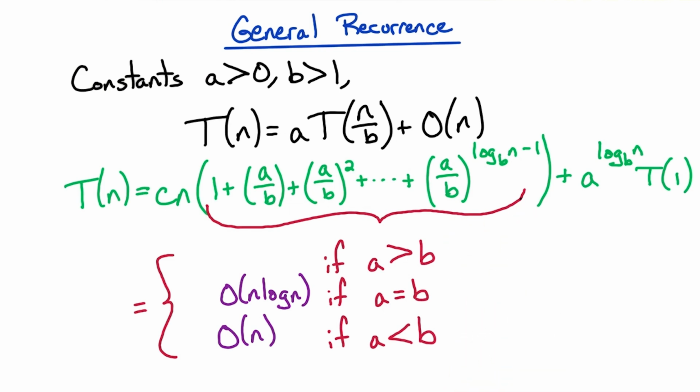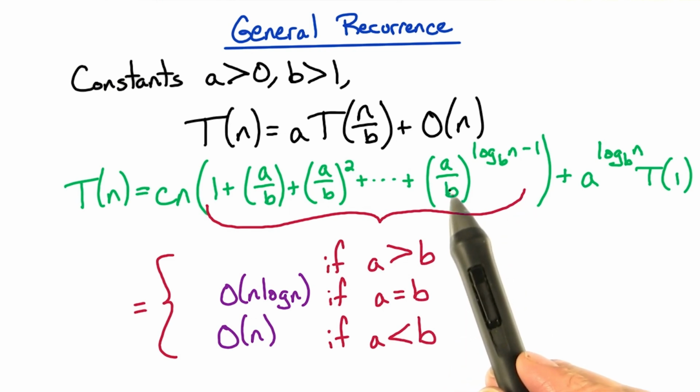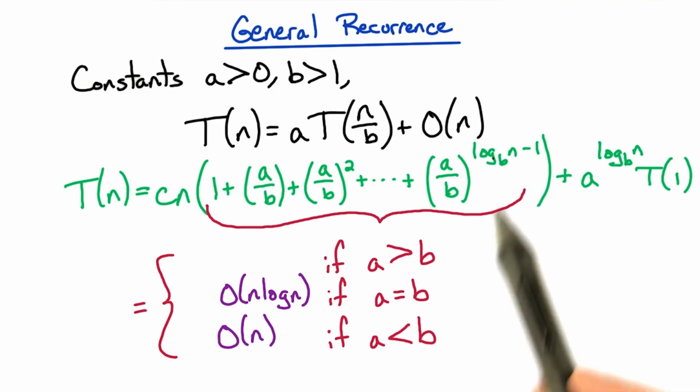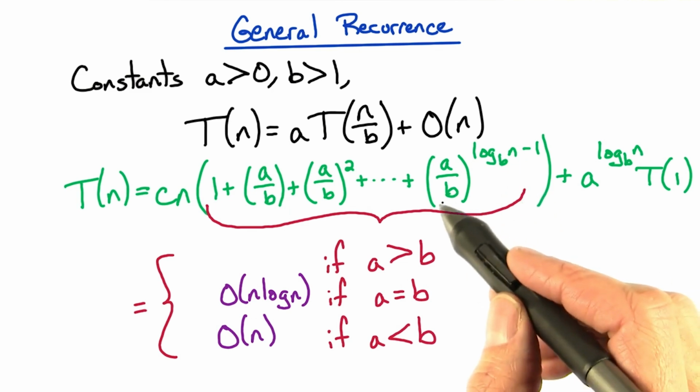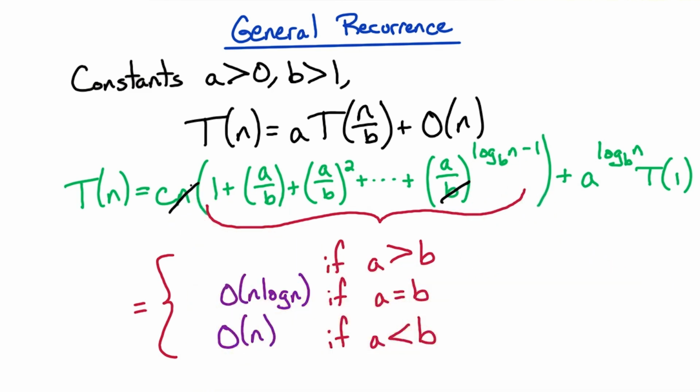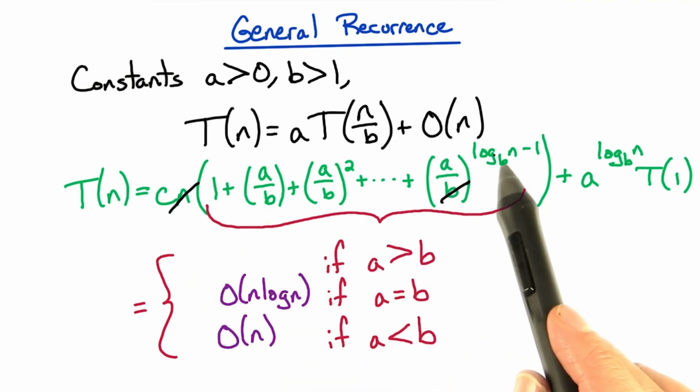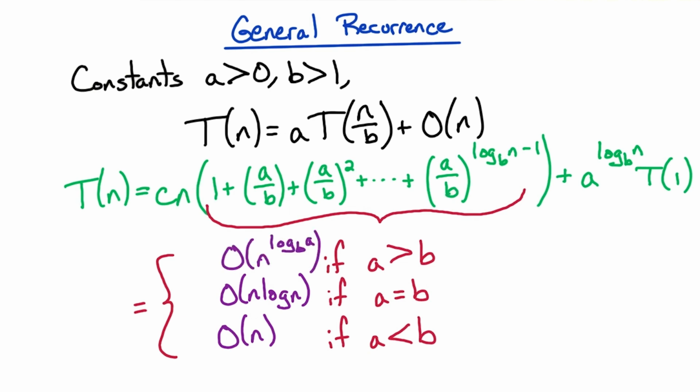Finally, what happens in the case when a is greater than b? Now the last term dominates. Notice the denominator here is b raised to the power log base b of n, which is n. So this term cancels this term. So the whole thing is on the order of a raised to the power log base b of n. Converting that into a polynomial, we get that this recurrence in the case a is greater than b is on the order of n raised to the power log base b of a.